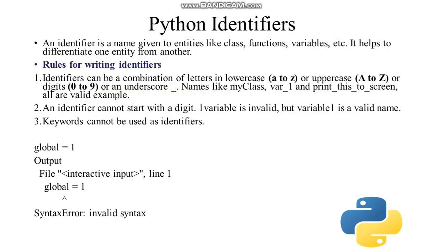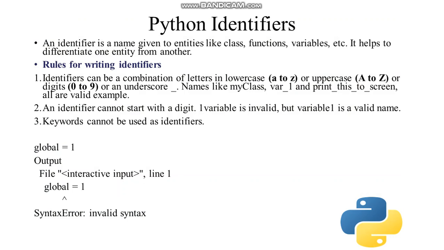Next topic is Python identifier. An identifier is a name given to entities like class, function, variables, etc. It helps to differentiate one entity from another. There are certain rules for writing the identifier.